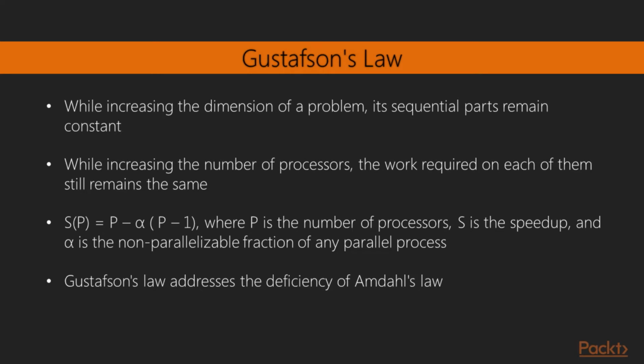Gustafson's law is based on two considerations. 1. While increasing the dimensions of a problem, its sequential parts remain constant. 2. While increasing the number of processors, the work required on each of them still remains the same. This states that S = P - alpha(P - 1), where P is the number of processors, S is the speedup, and alpha is the non-parallelizable fraction of any parallel process.